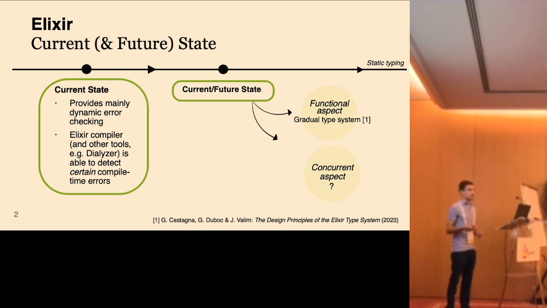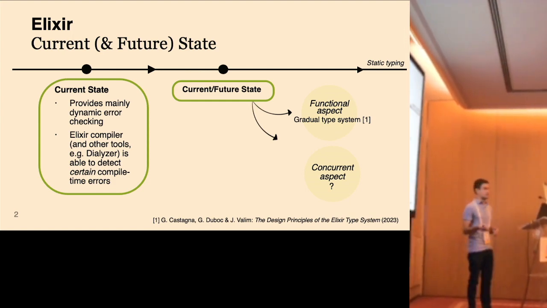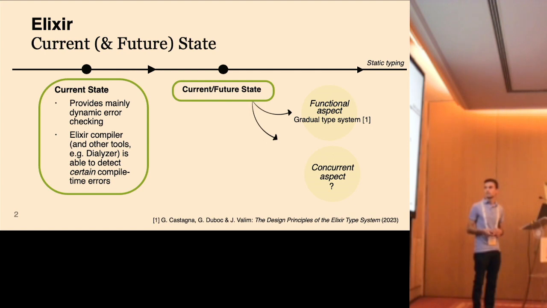the Elixir core team, the ones that maintain the language, including Jose Valim, the creator, are trying to move towards a statically typed language, while obviously maintaining backwards compatibility with current Elixir programs. They even released very recently the design of a gradual type system, where they covered most of the functional part of the language. However, they are not considering the concurrent aspect of it. They don't check, for example, the messages being sent and received. So this is the part that our tool, ElixirST, will target: the concurrent aspect of the language.